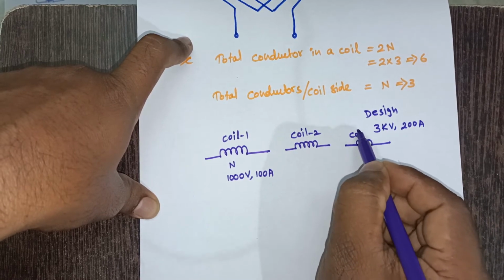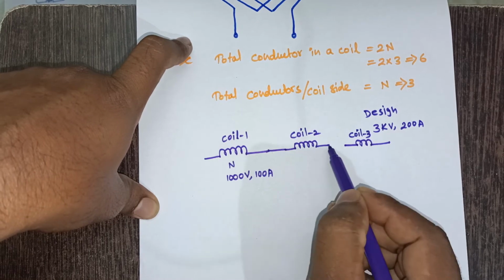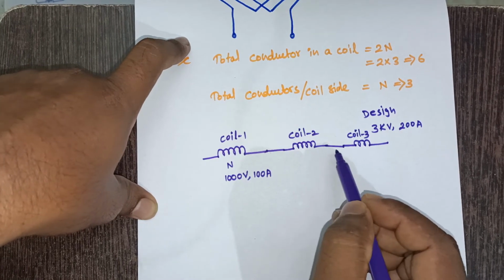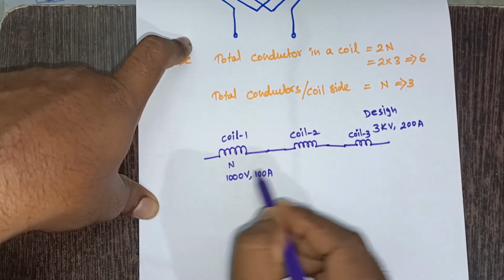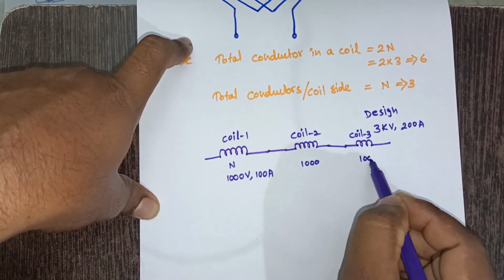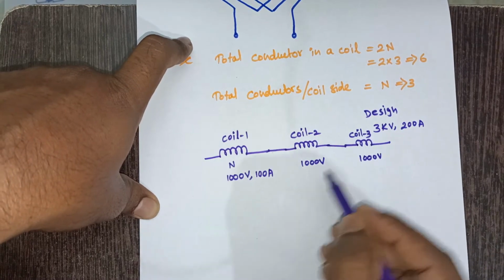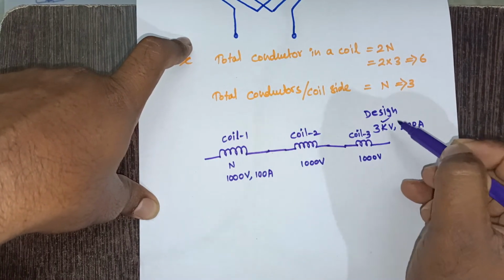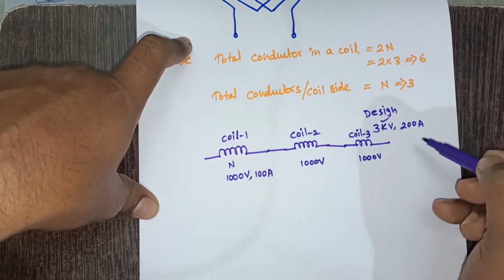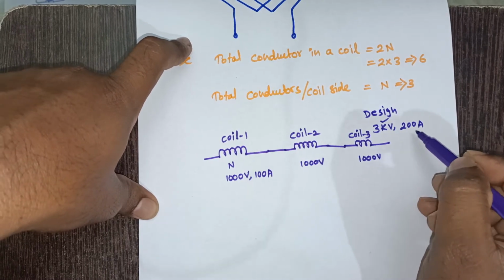Let me take this as coil 3. Now what I can do, all these 3 coils I can connect in series. So what happened, this is 1000 and here it is 1000 and here also it is 1000. So if you add, this total is going to be 3000. So now we met the voltage requirement, but still the current capacity has not reached the requirement.